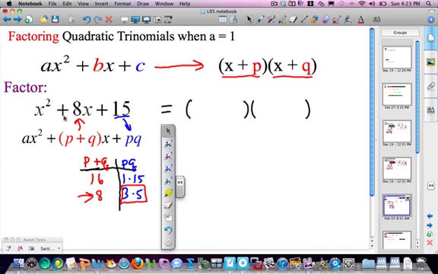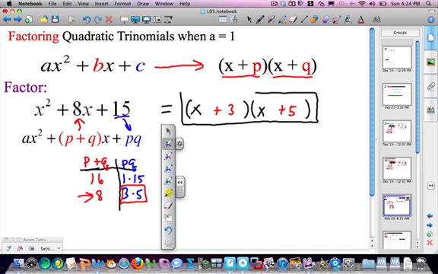We write down the factors of x squared. There are two, x and x. Now we look at the value of P. In this case, it's a positive 3. We're going to write that into the P's position. The value of Q is a positive 5. We're going to write that in the Q's position. So the factors of x squared plus 8x plus 15 are x plus 3 times x plus 5.